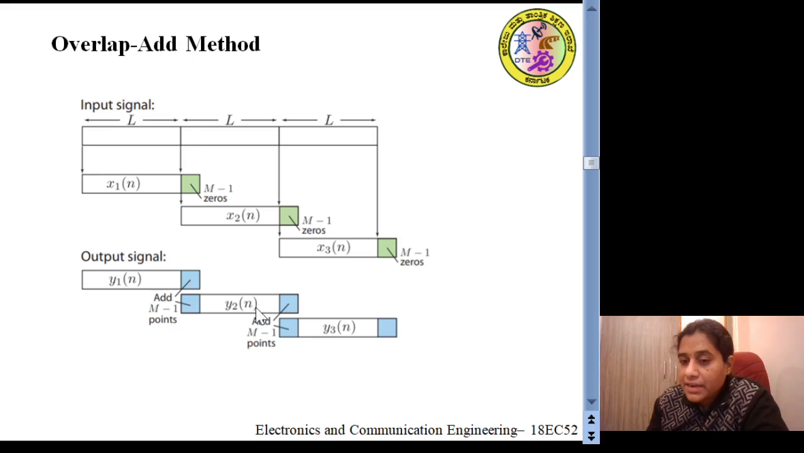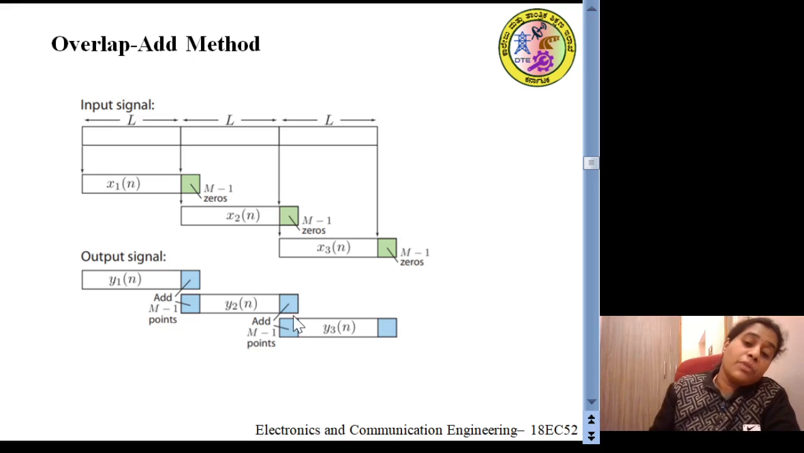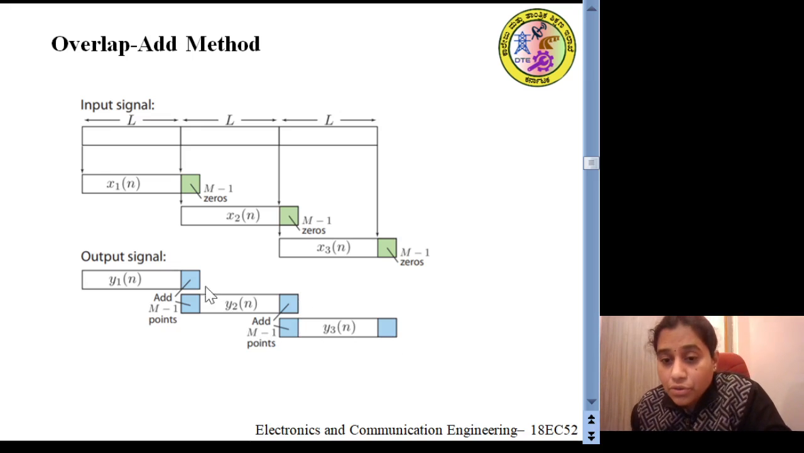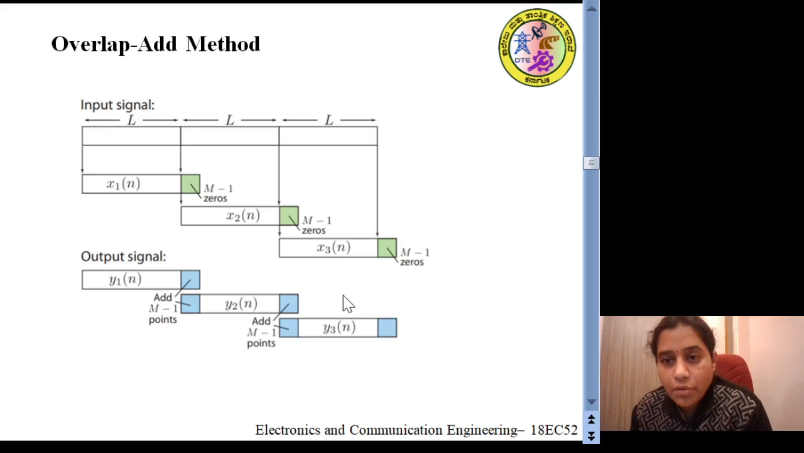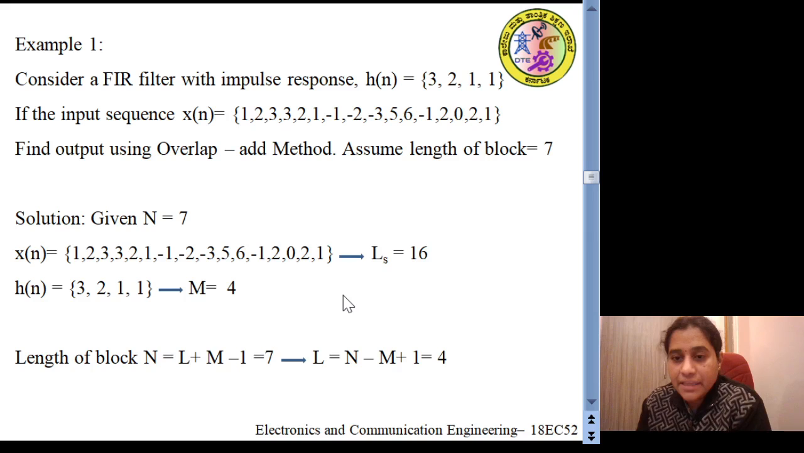Similarly, the last M minus 1 samples of the second block will be overlapped with the first M minus 1 samples of the third block. So what we do is overlap, and then we add these M minus 1 samples here and here. This is the strategy we are going to follow in this overlap add method. Now let us take an illustrative example.